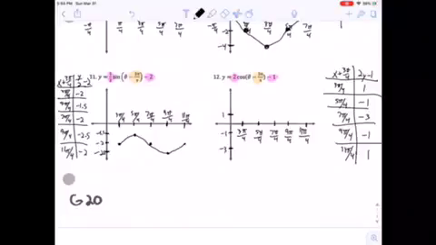So now plot your points. We're at the top, to the middle, to the bottom, to the middle, to the top. Draw in your curve. And there we go, let's continue it. There we go. And we're done.